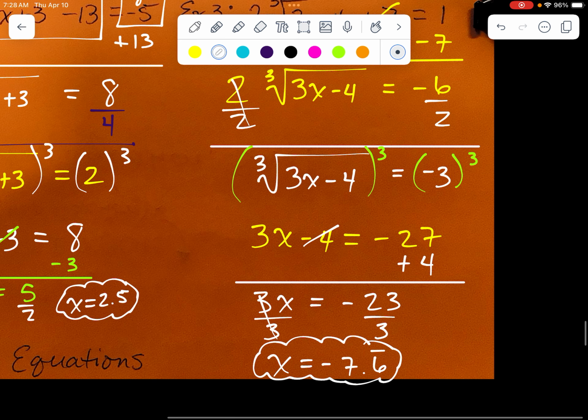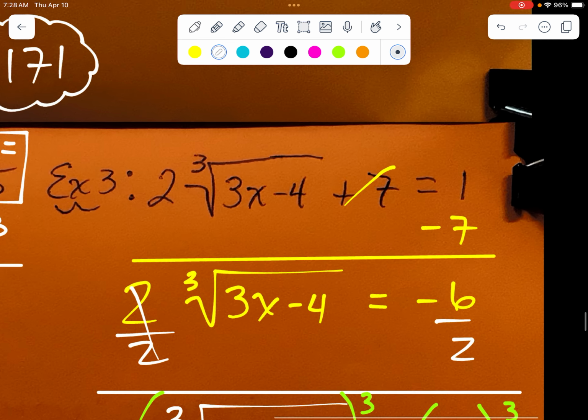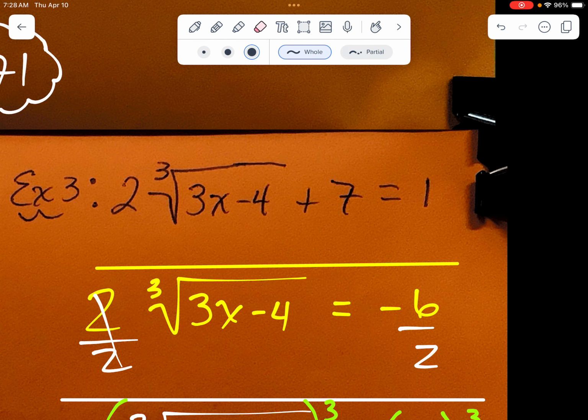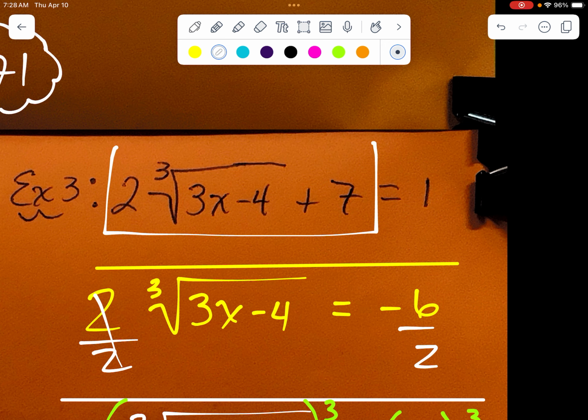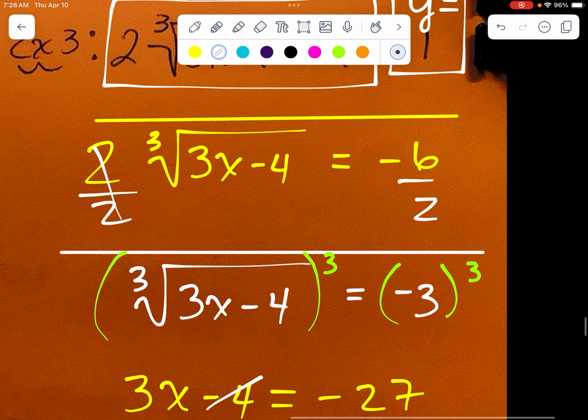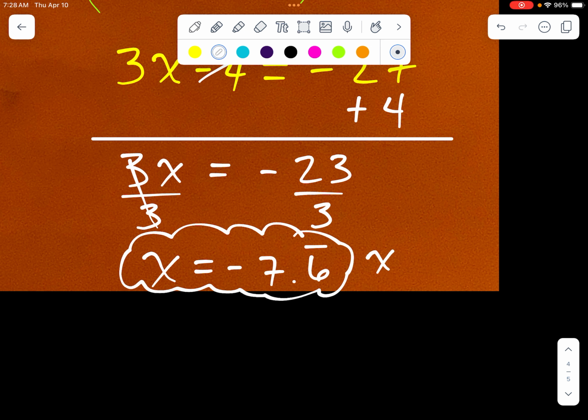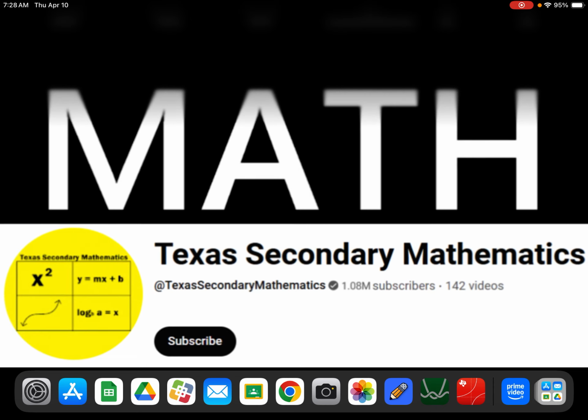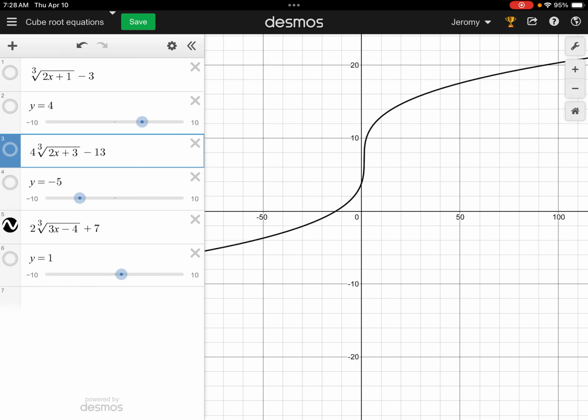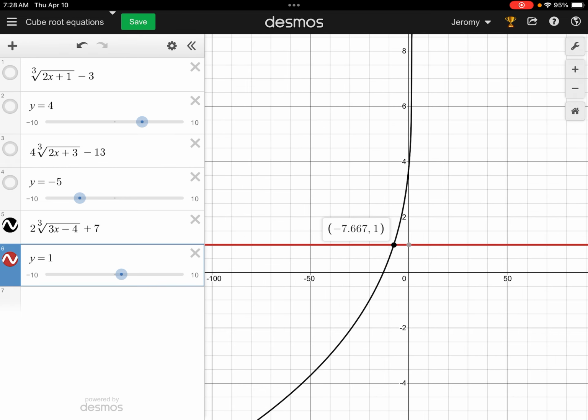Let's confirm that with our calculator here. So now we're going to go back up here, let me clean this up. We're going to type in the left side here in box 1, or F1. We're going to type in y equals 1 in box 2, calculate the intersection, and let's see if the intersection x value, we only want the x value of the coordinate, is negative 7.6 repeating. So here's our left side. There's the y equals 1. We want to calculate the intersection, and we're looking for the x value, which is negative 7.667, which is our answer. We're 100% correct.